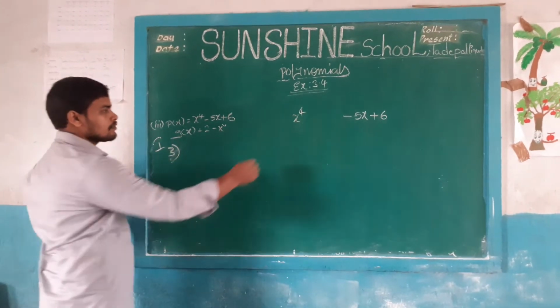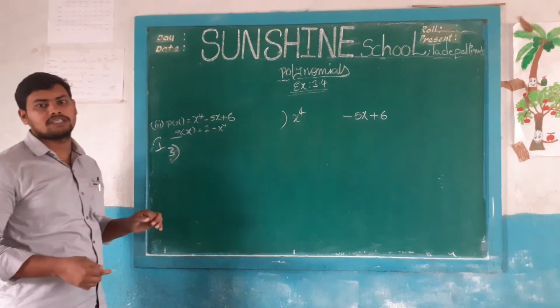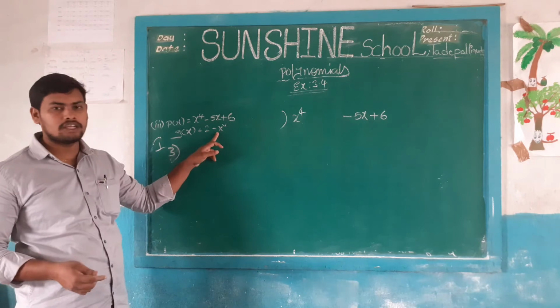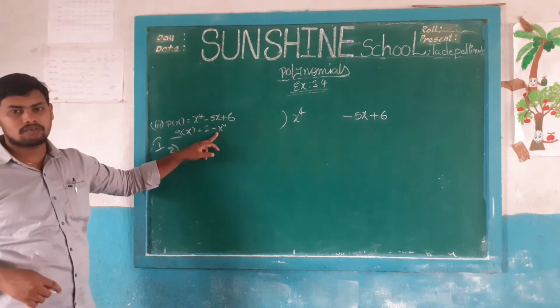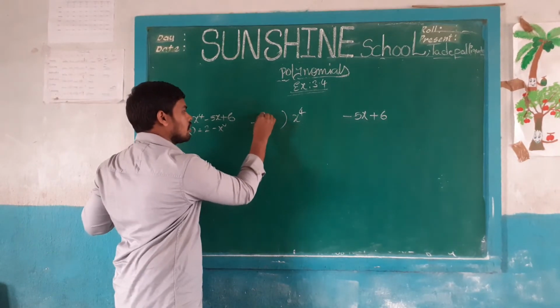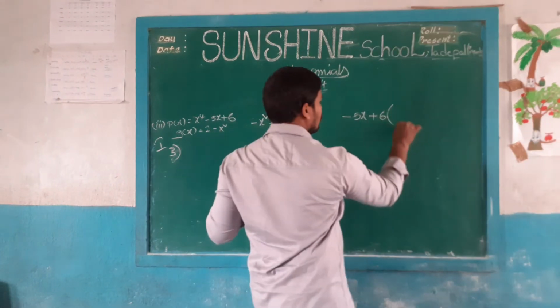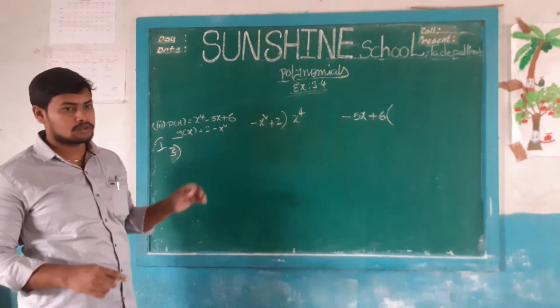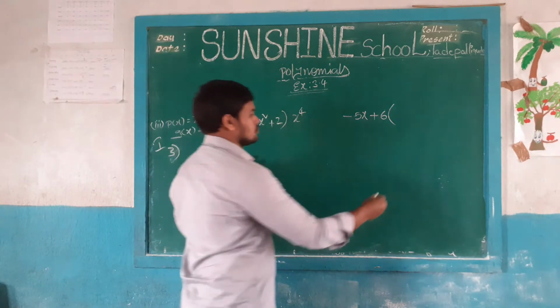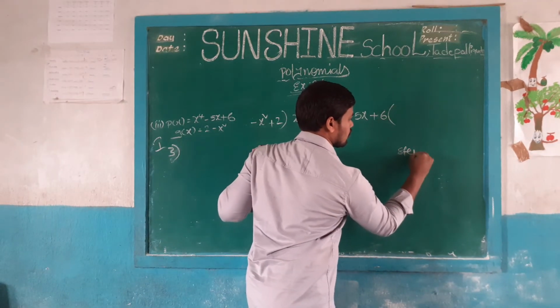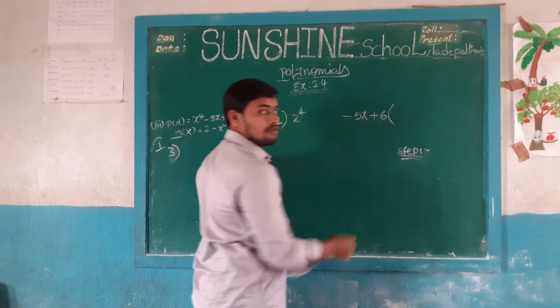So now g of x. g of x is also written in the same order. First value is the x square term, minus x square plus 2. Minus x square plus 2. So step 1.